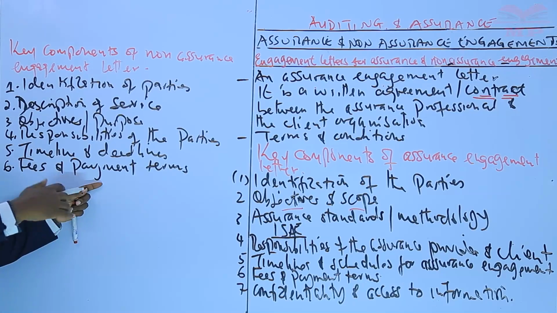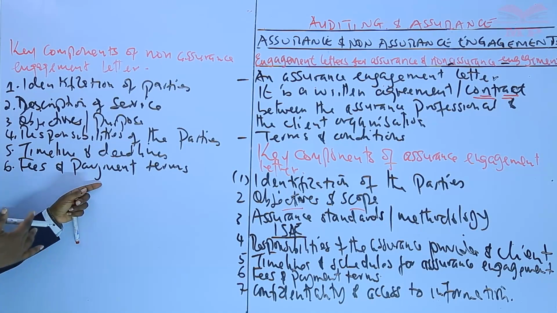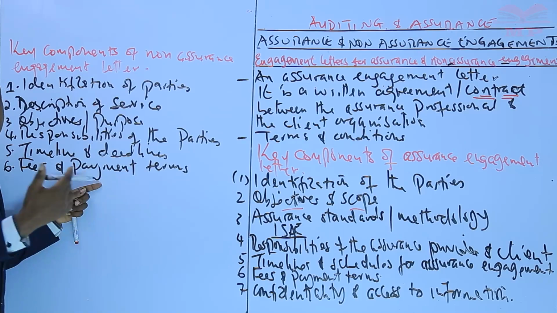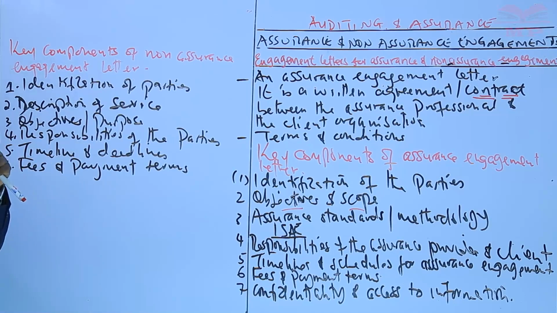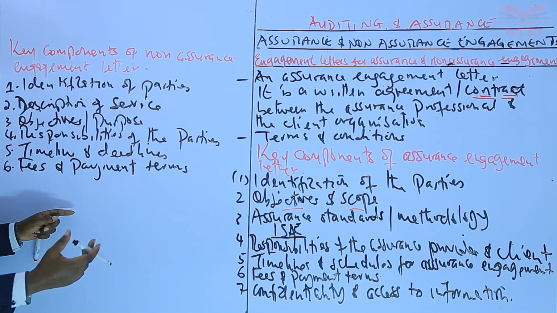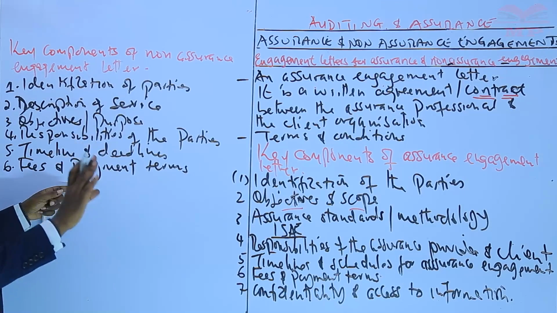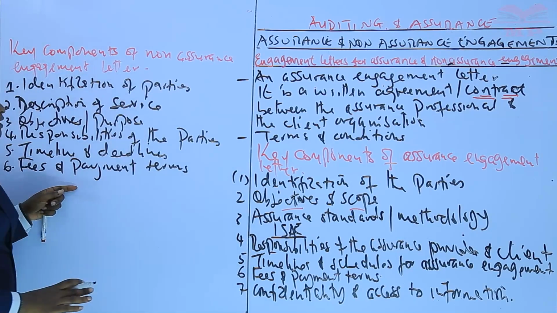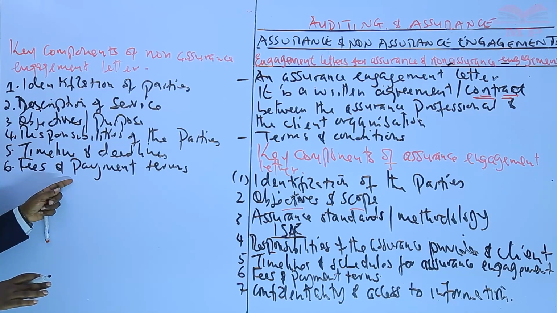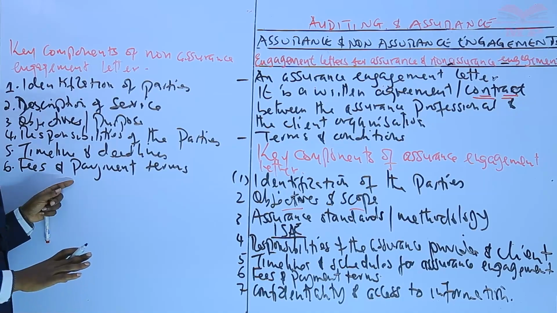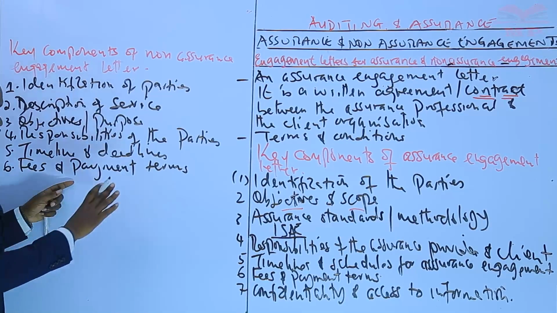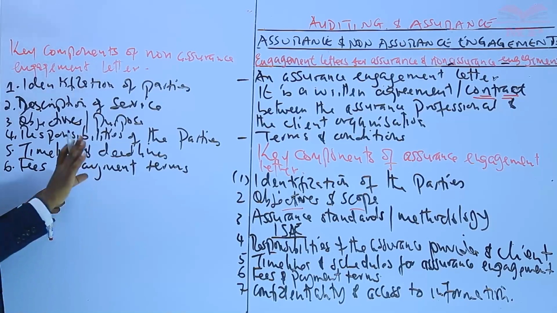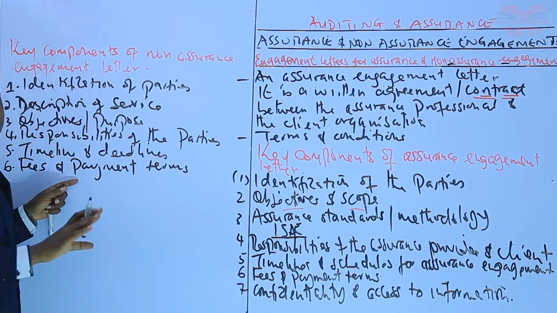The section outlines the billing structure, the payment schedule, and any additional costs and terms of payment. That has to be clearly indicated in the agreement. Because many times in business, people disagree on money, on fees. So it's important to have a clear section addressing the question of fees and the payment terms.